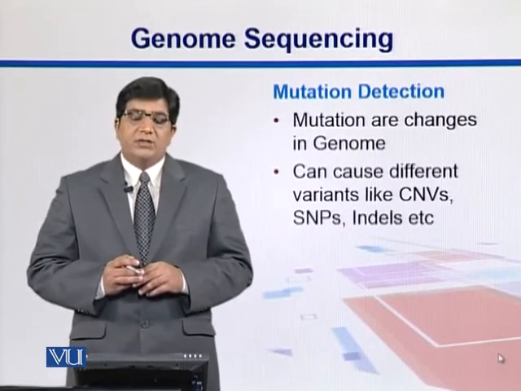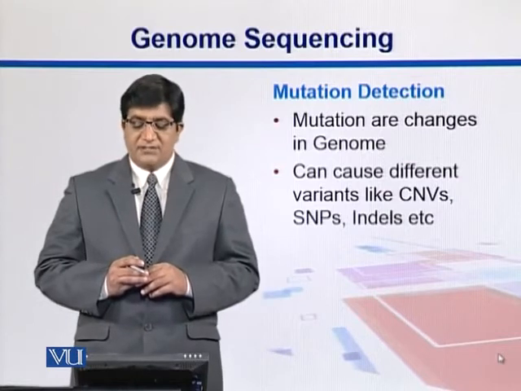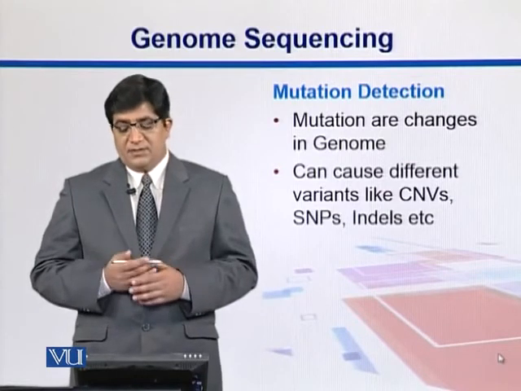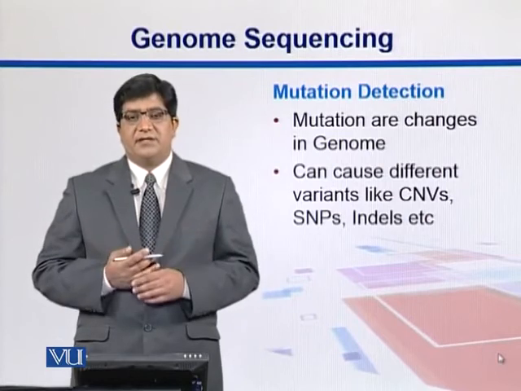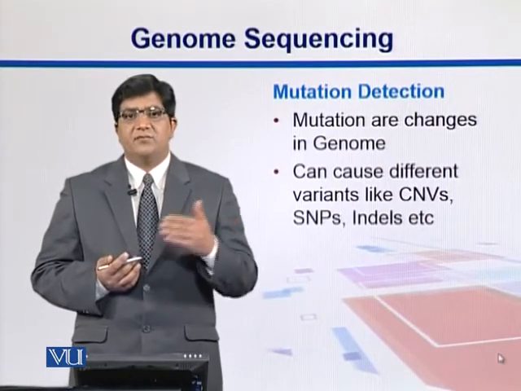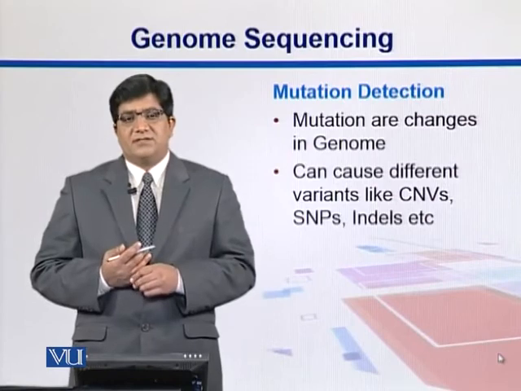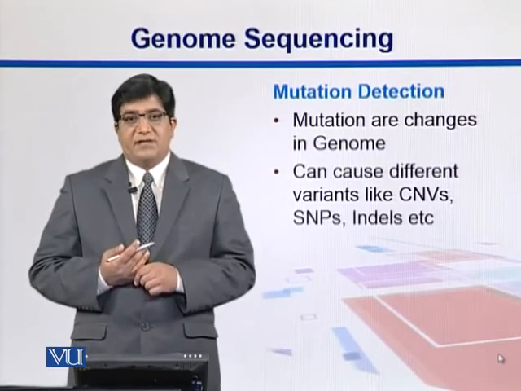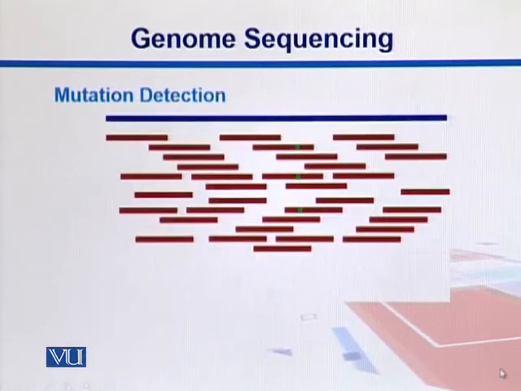How can we do mutation detection? Mutations are changes in the genome that can be of different types, like copy number variation, where we have more copies of some fragments or genes. We can also have SNPs and indels. How can we apply next generation sequencing towards mutation detection? In this slide, we have a reference genome and all the short reads, and we simply align them.